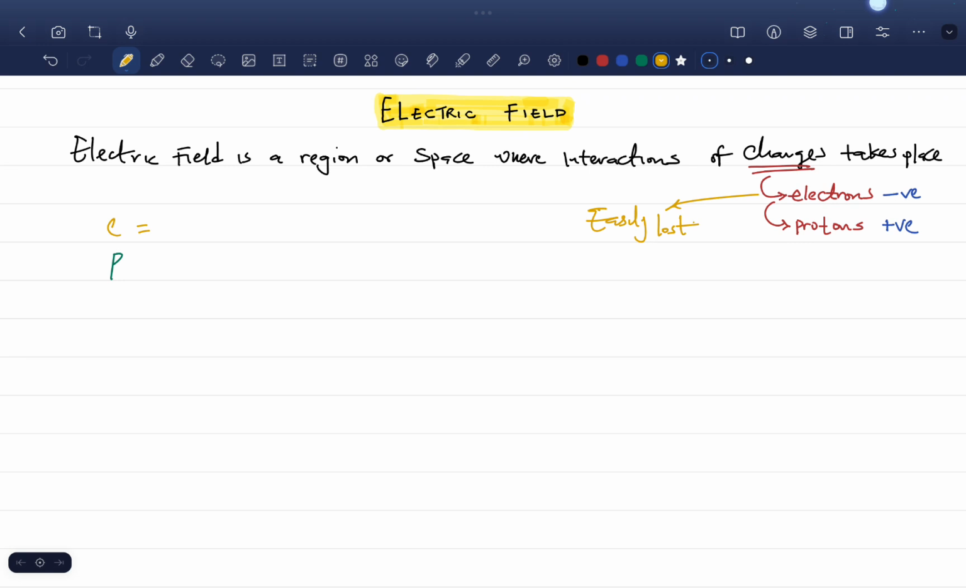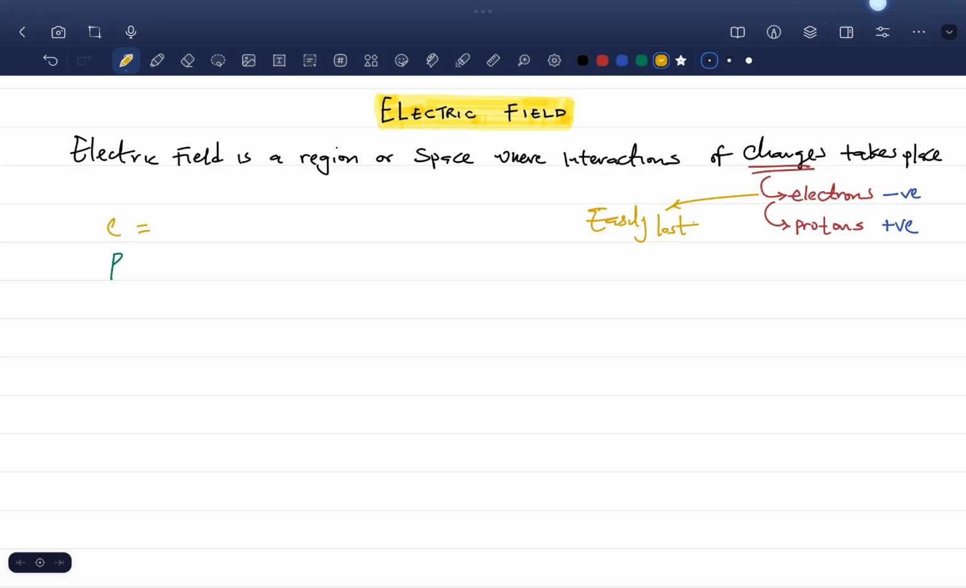Now in this video, we'll be talking about the electric field. And when we say the electric field, I can definitely say that the electric field is a region or space where interactions of charges tend to take place. And when we talk about the charge in here, we are talking about the electrons and the protons. The electrons are always negatively charged, while the protons are positively charged.